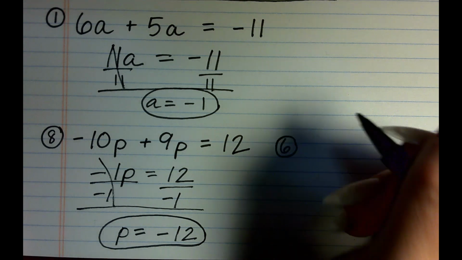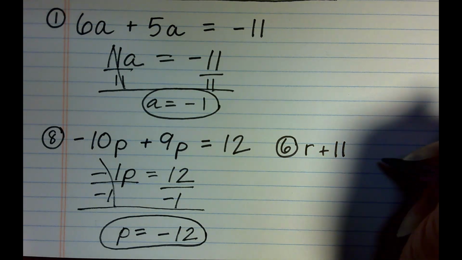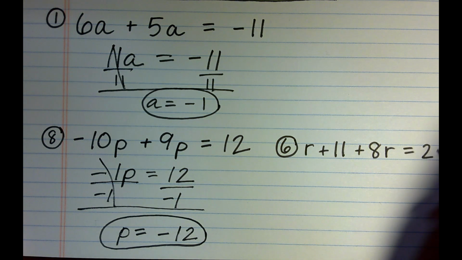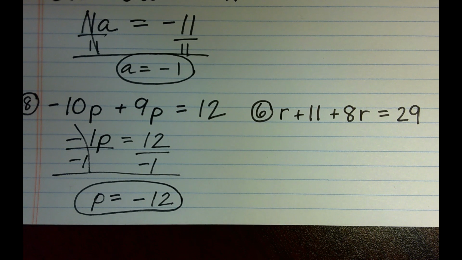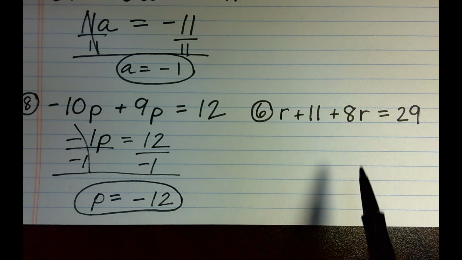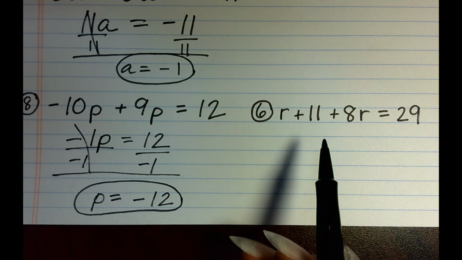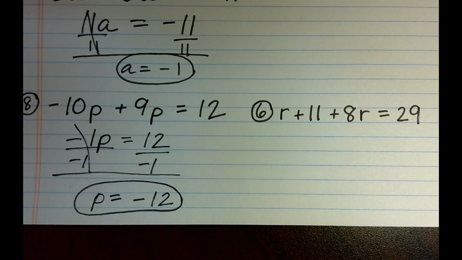Number 6, we have r plus 11 plus 8r equals 29. Okay, so what should I do first? Let's combine our like terms. Or I heard somebody say subtract. Did you say subtract 11? Yeah, because r is by itself, so there's no like term. You actually can get rid of 11 first.